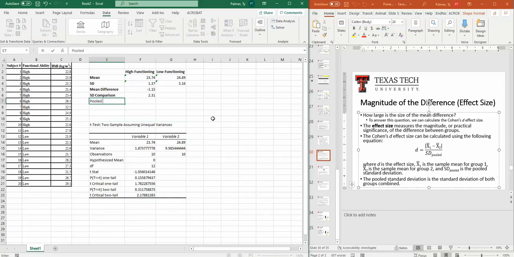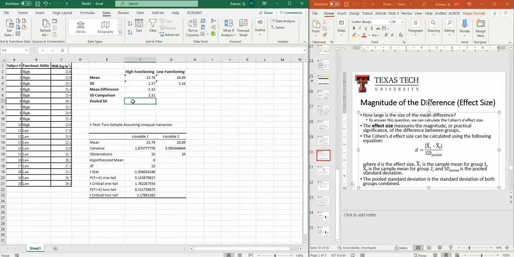Okay, I'm going to add that here. I'm going to just say pooled SD. Okay, this is a new statistic. The standard deviation pooled, or the pooled standard deviation, means the same thing. So this is a new statistic that we need to calculate. To calculate the pooled standard deviation, it's really easy.